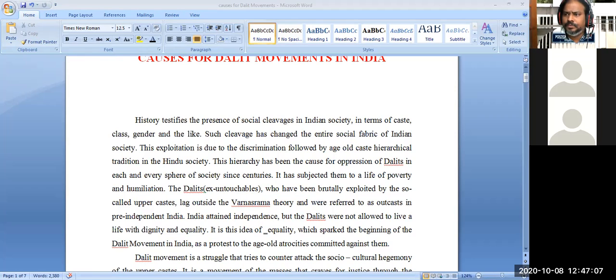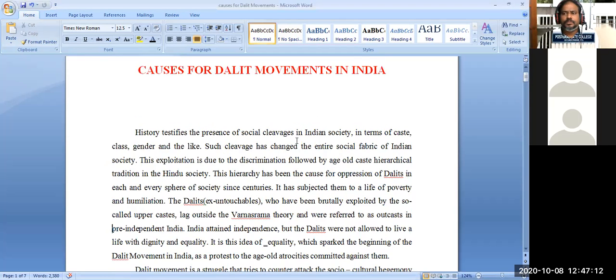So, yesterday we discussed certain things regarding the causes of Dalit movements. Before going to the detailed causes, yesterday we discussed who the great personalities were who mainly mobilized the Dalits towards their rights.